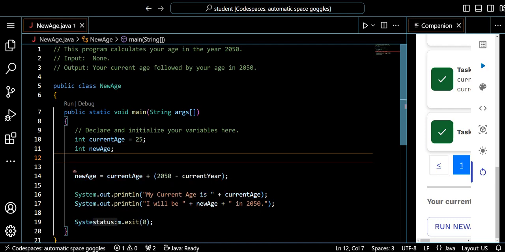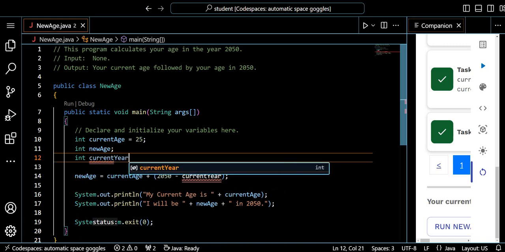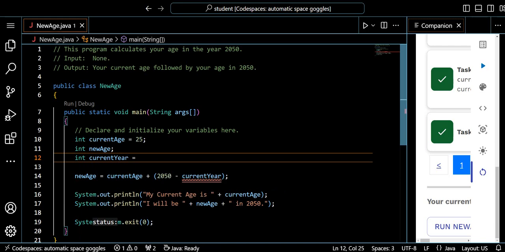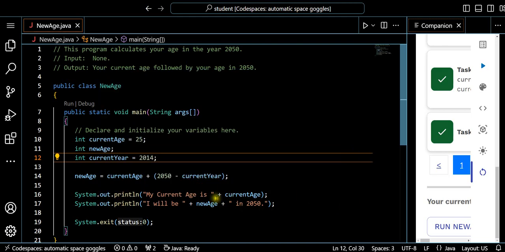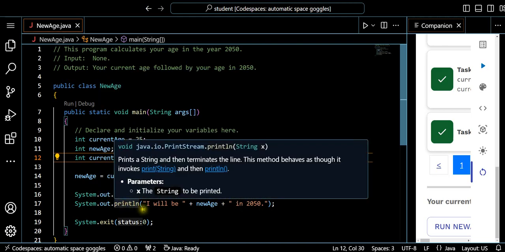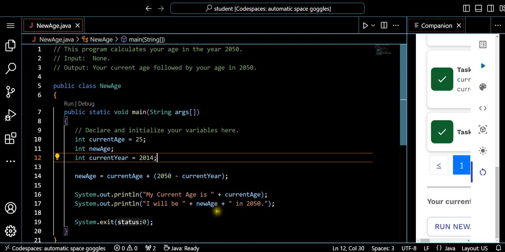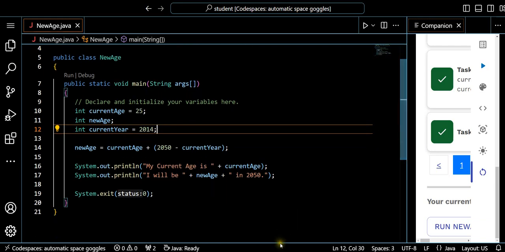And then next we'll go another integer, currentYear, and we'll make this currentYear 2014, and use semicolon. Alright, so next we have our newAge equals currentAge plus 2050 minus currentYear, and then System.out.println, my current age is plus currentAge, and then System.out.print I will be newAge in 2050. Alright, so that one is done.